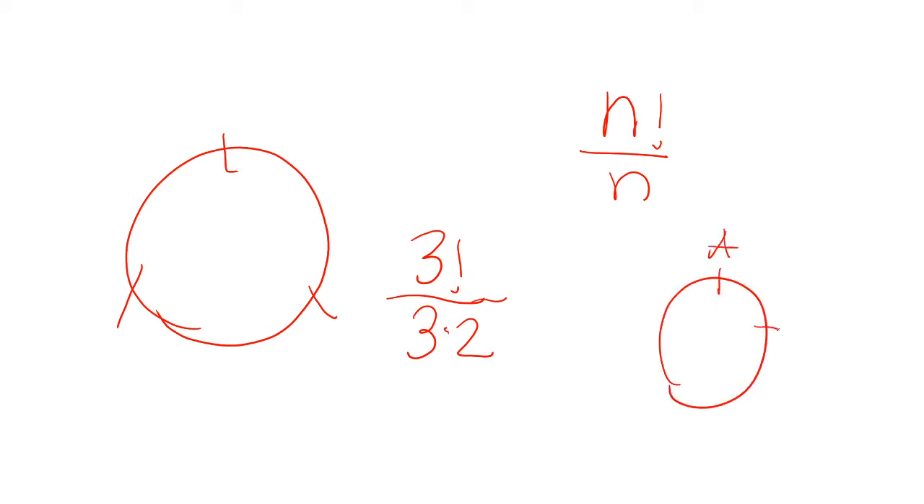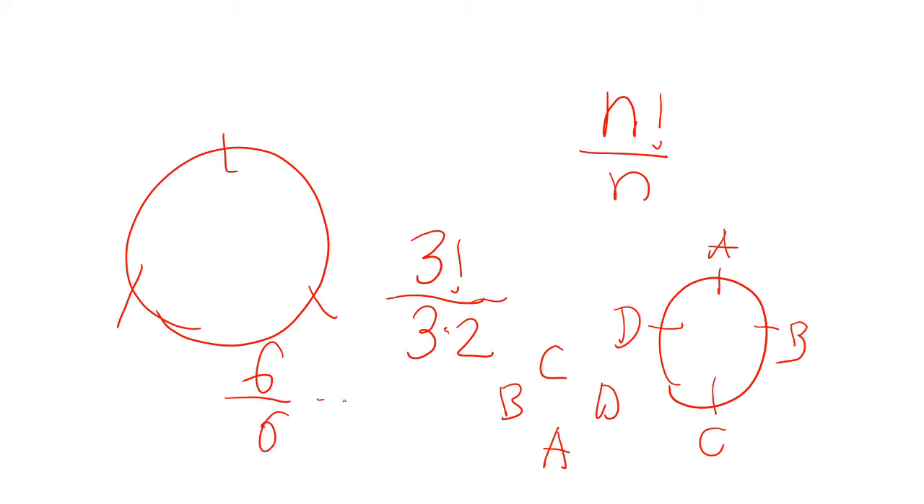A, B, C, D can be flipped over to C, A, D, B. That's how it can be flipped over. So that's 2 different ways that we can have this, so we multiply by 2 for that reason. 3 factorial is 6, and 3 times 2 is 6. So the answer is just 1.